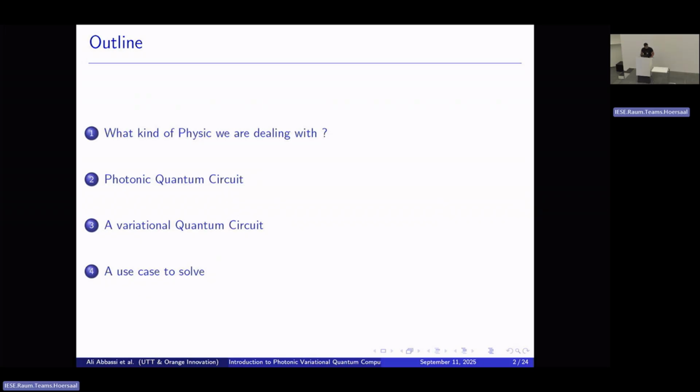And so we try to start an answer to this question, and today I will show a part of the answer. So the outline is as follows. First, we will look at what kind of physics we are dealing with when we talk about variational quantum photonics. Then we'll see what's photonic implementation of quantum circuits. So then we can talk about one variational method, because there are other ways to do it, and then a toy use case solved on a simulator.